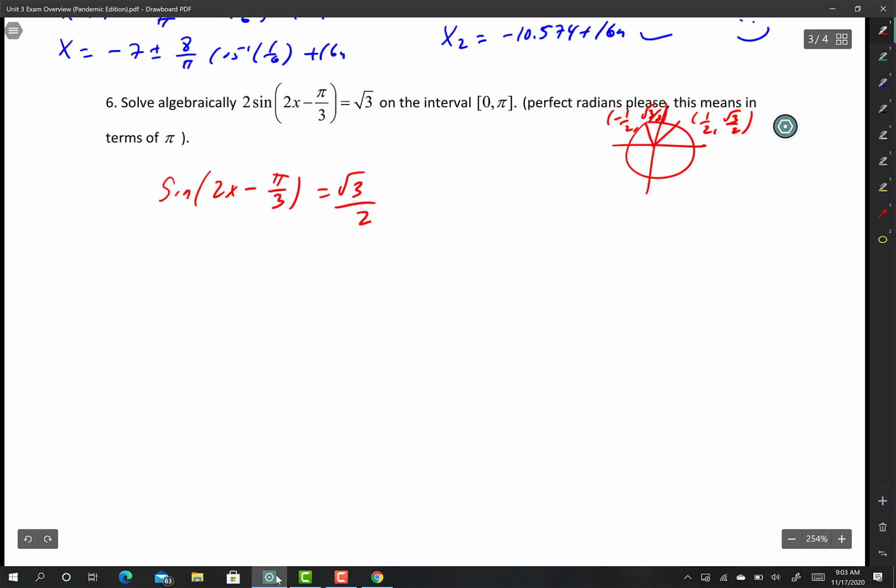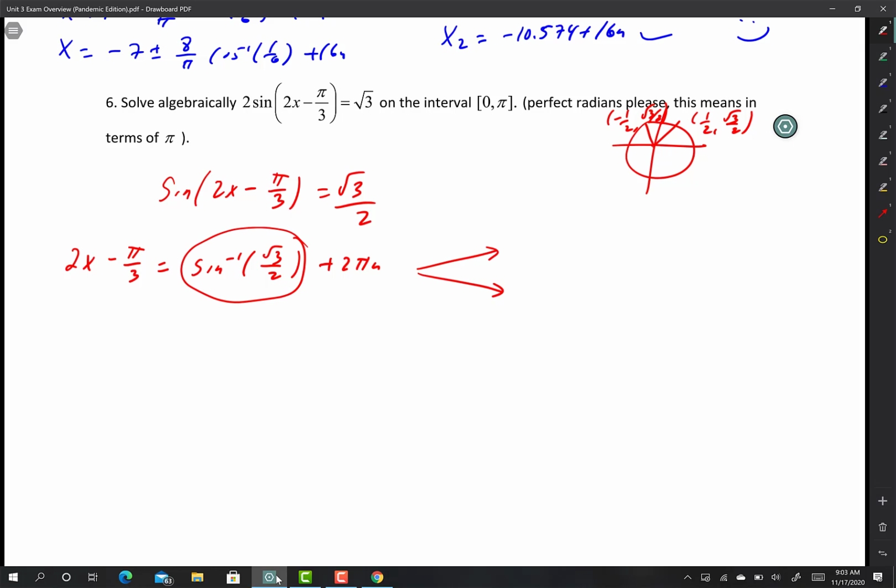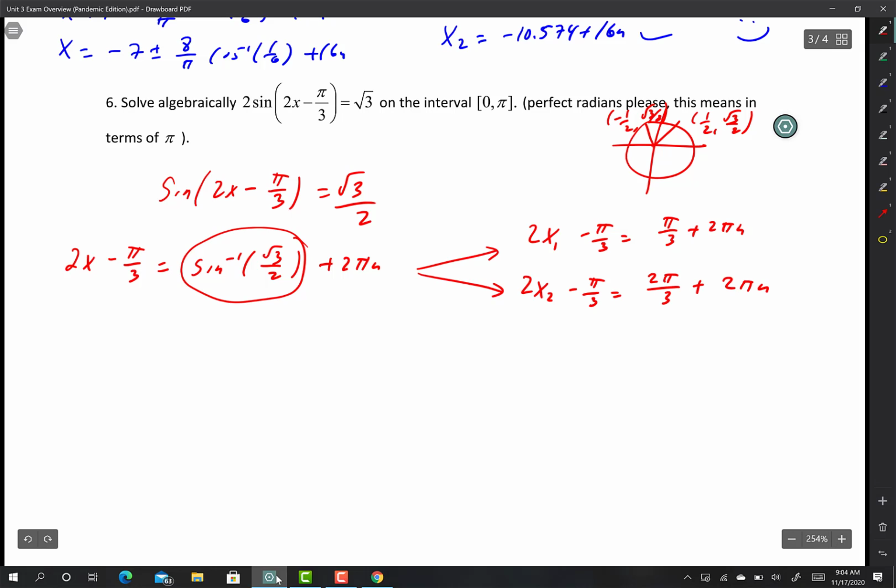Trying to give you that visual there. So where does that happen? I'm going to go ahead and do the inverse already, guys. 2x minus pi over 3 equals arc sine of square root of 3 over 2 plus 2 pi n. So from here, I'm going to get my two equations. Equation number 1, where's arc sine square root of 3 over 2? Well, the first one's at pi over 3. So 2x sub 1 minus pi over 3 equals pi over 3 plus 2 pi n. And then my second equation, 2x sub 2 minus pi over 3 equals, and that happens in quadrant 2, that's going to be 2 pi over 3. So there it is. There are my two equations.